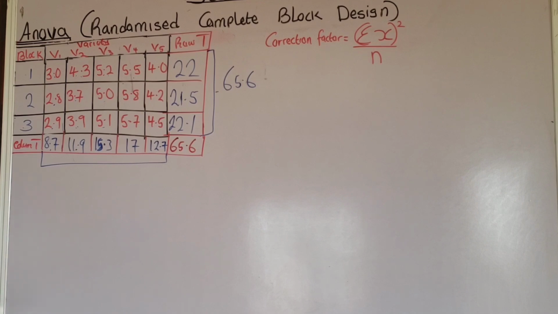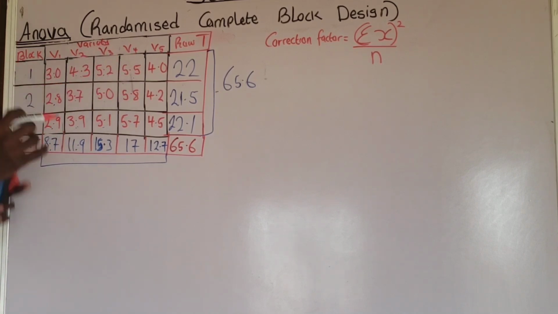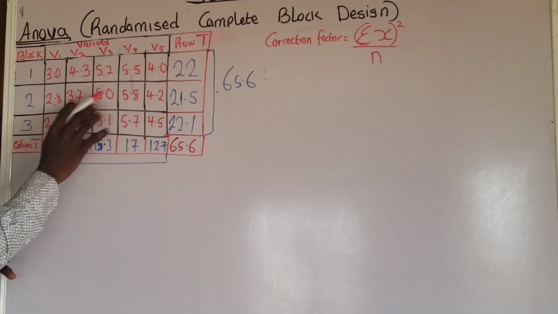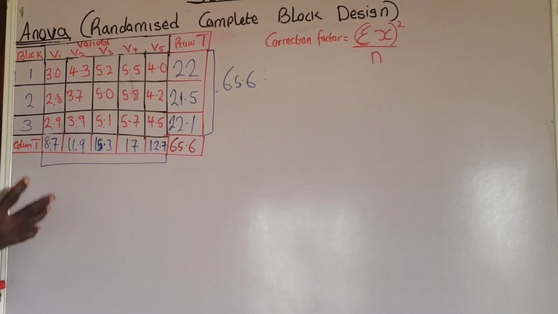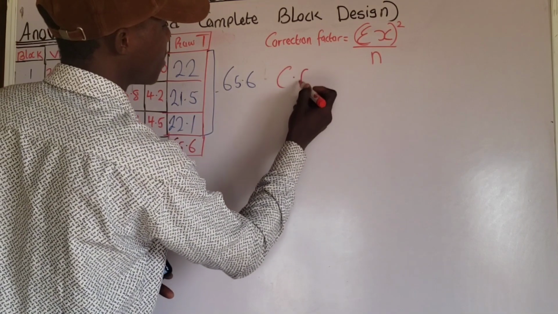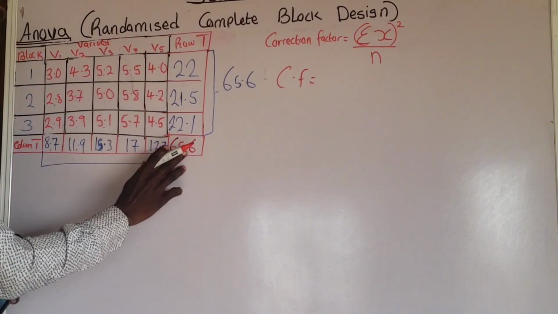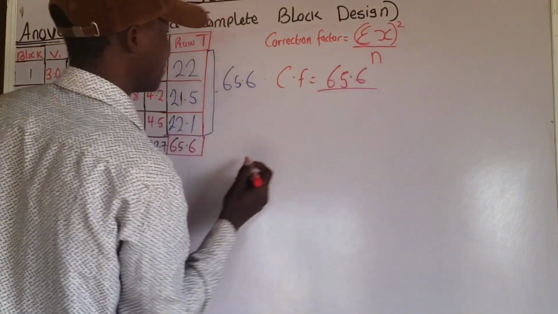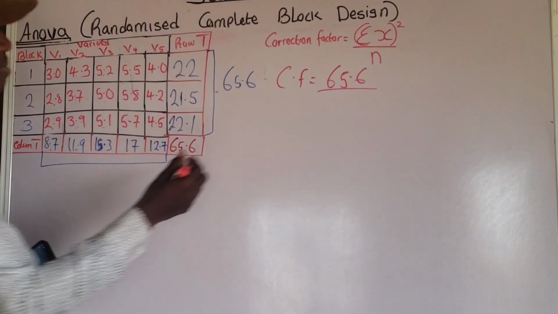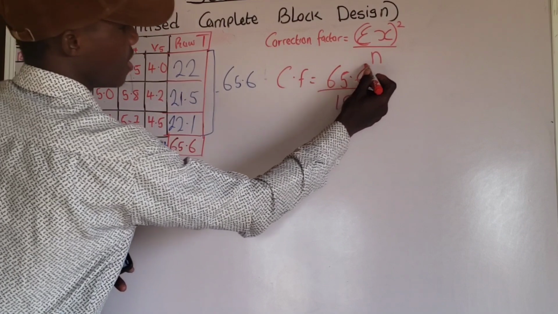How many treatments do we have? We have 5 treatments, but the samples are: 1, 2, 3, 4, 5, 6, 7, 8, 9, 10, 11, 12, 13, 14, 15. We have 15. So the number n is 15. So the correction factor CF is equal to the summation of x, squared, over n. The sum of all the treatments is 65.6. So I'm going to have 65.6 all over n. N here is 15. So I'm going to have 65.6 all over 15. Don't forget the square.